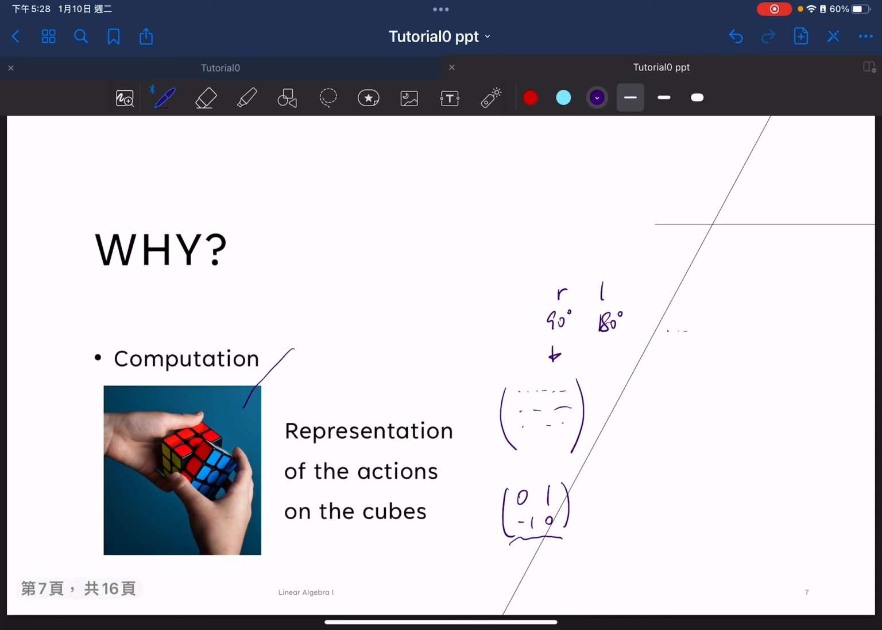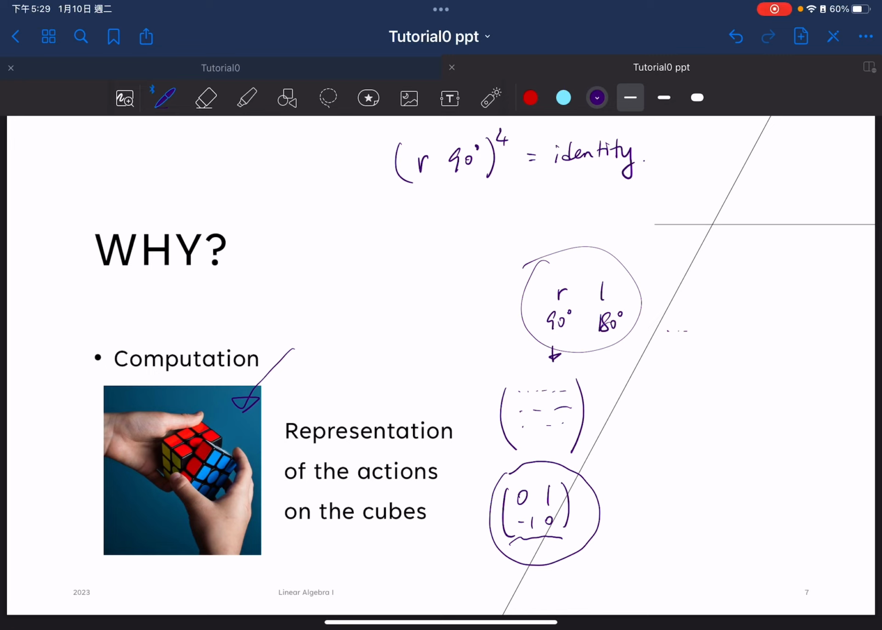This is very complicated, and there are a lot of things that stack. For example, rotating by 90 degrees, if you do it four times, becomes the identity. You want your computer to understand this logic. So you can use these kinds of numbers to encode it and turn the computation into having only addition and multiplication.